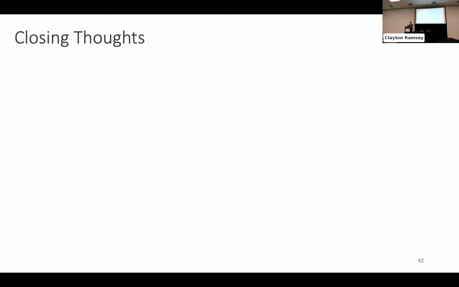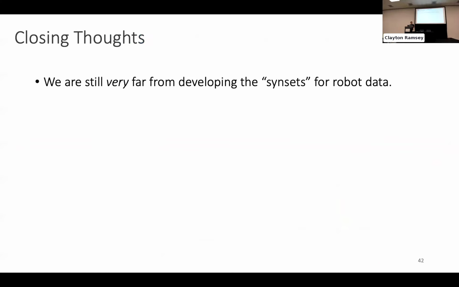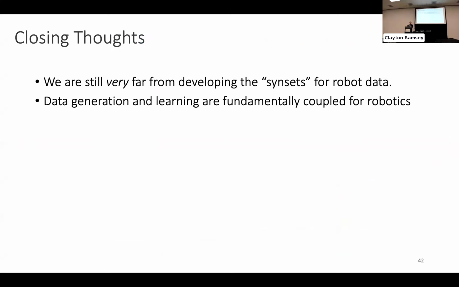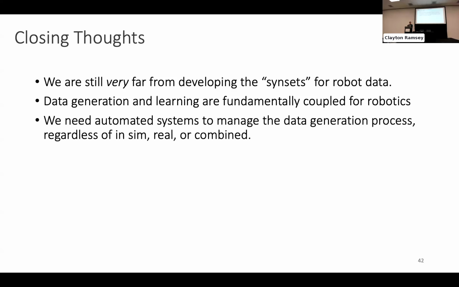Some closing thoughts. As for the journey of robotics, an equivalent of ImageNet as a foundational backbone for querying datasets is still just the beginning. For robotics, we don't have the internet to download from, so there's a chicken-and-egg problem. Really, it is a coupled problem of learning and data generation. And we really need an automated system to curate data for us.